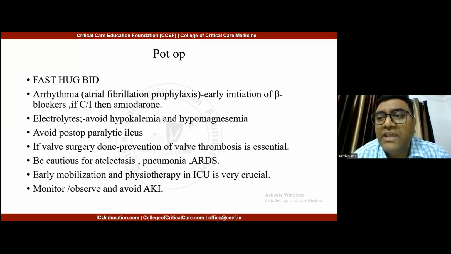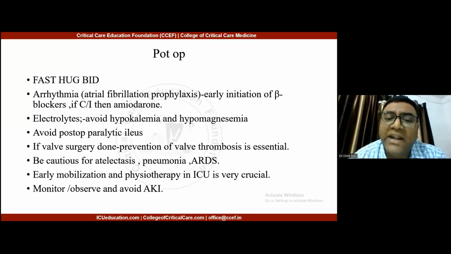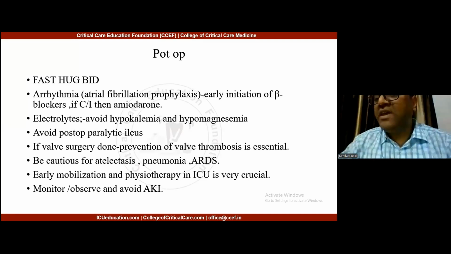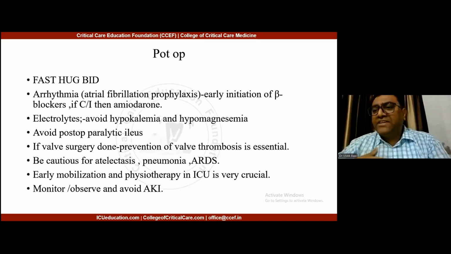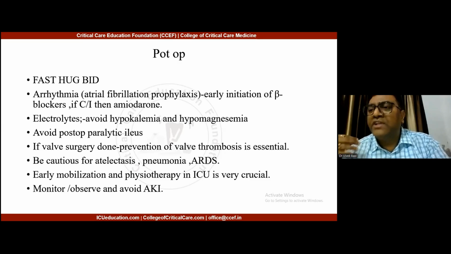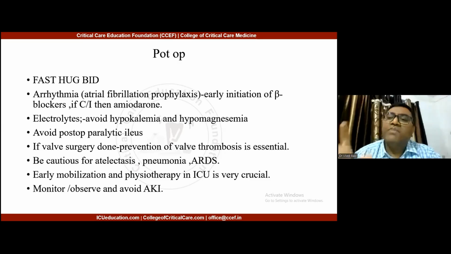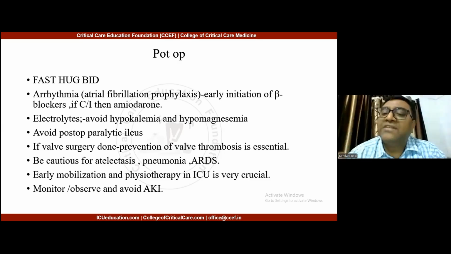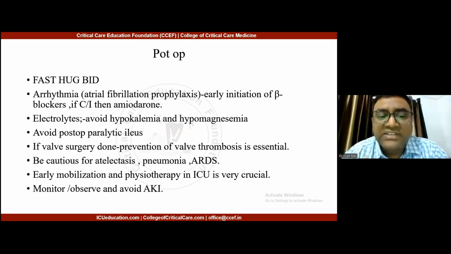Though risk is very low, still be cautious for atelectasis because the sternotomy has been done. Because of the pain of the sternotomy, the patient will not be able to breathe properly, not be able to take inspiration properly. That's why they will develop atelectasis. So be careful for the development of atelectasis, pneumonia, and ARDS in such patients.